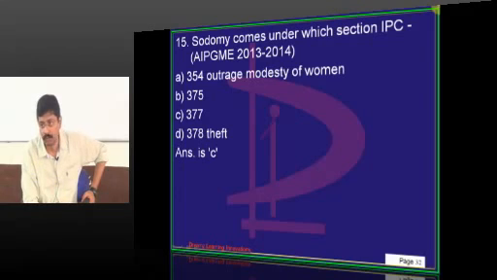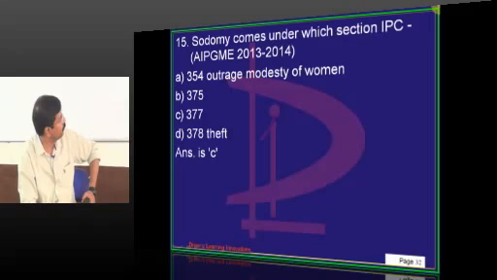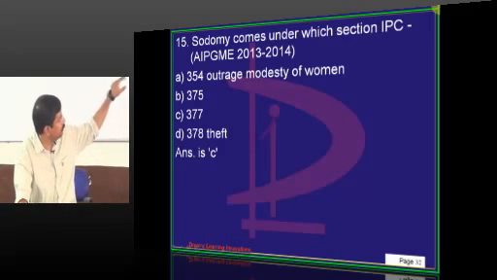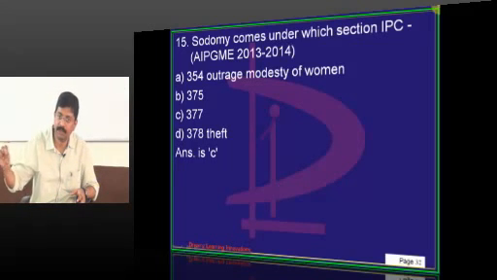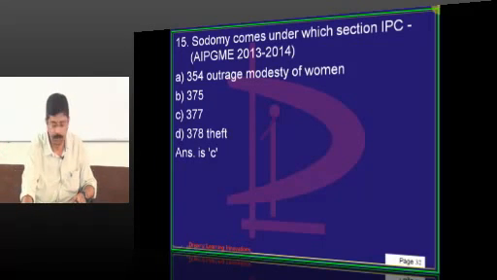354 is outraging the modesty of a woman, or 378 theft. They are not so important. Don't remember them. The two important sections here are 375 and 377. 375 is the definition of rape, 376 is punishment for rape, 377 is unnatural sexual offence.